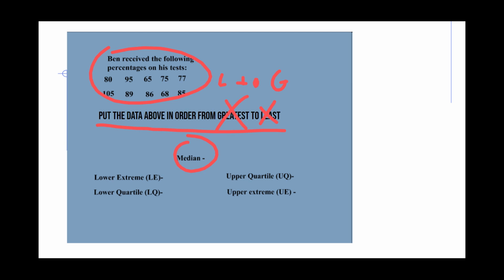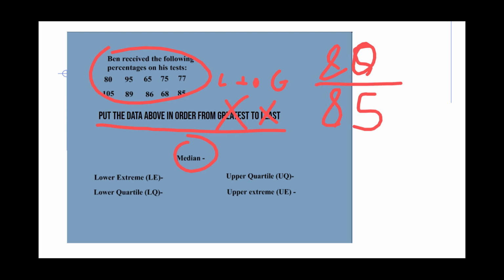I have arranged it and I've got it written here on my desk. The median is going to be the middle number. Unfortunately, we have an even set of numbers. So if we split the numbers down the middle, we end up with two numbers, 80 and 85. Our median would be somewhere in between them.